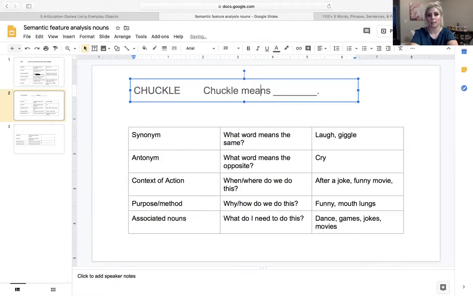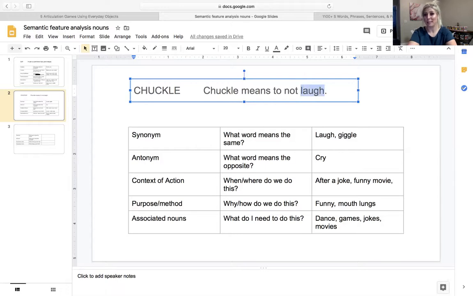So this is where our word would go. Chuckle means to laugh. So you would want to use your synonym here. For some words, you would be better off defining it with the antonym.